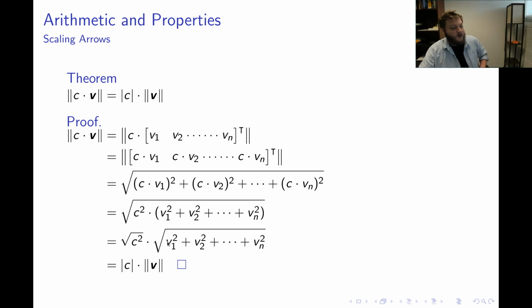And of course, over here, we're left with the square root of the sum of the squares of the original coordinates of v. That is the length of our original vector v. So we have this sequence of equal signs that takes us from the first part of the equation we're trying to prove to ultimately the other side of the equation that we want to prove. So that completes the proof here.